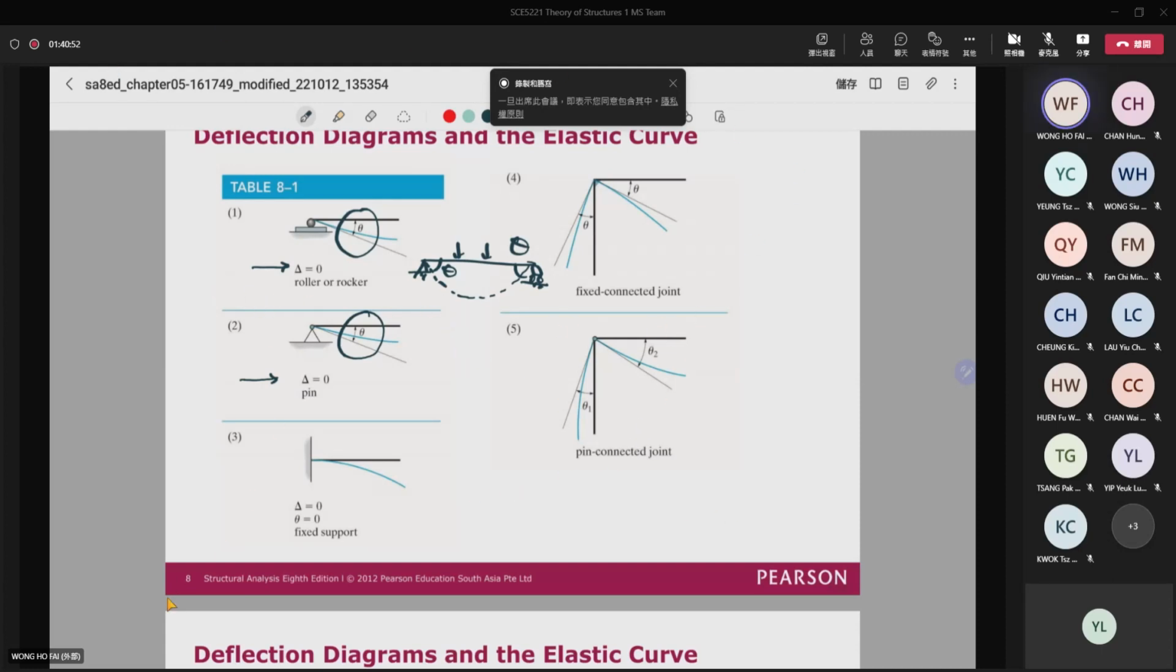However, for the fixed support, you can see that both the deflection and the rotation will be equal to 0. So at the fixed end, actually you will deflect like that. So there's no rotation and no deflection. And then you compare the fixed support with the roller support or pin support, and you can see the difference.